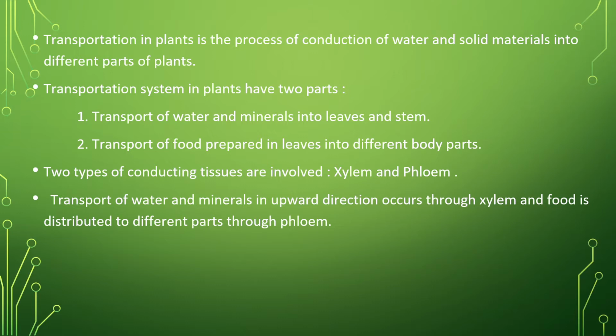This transportation system has two parts: transport of water and minerals into leaves and stem, and the transport of food prepared in leaves into different body parts. Which tissues are involved? Mainly there are two types of conducting tissues, xylem and phloem.